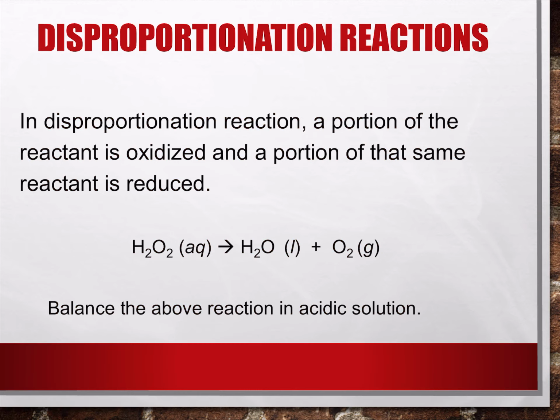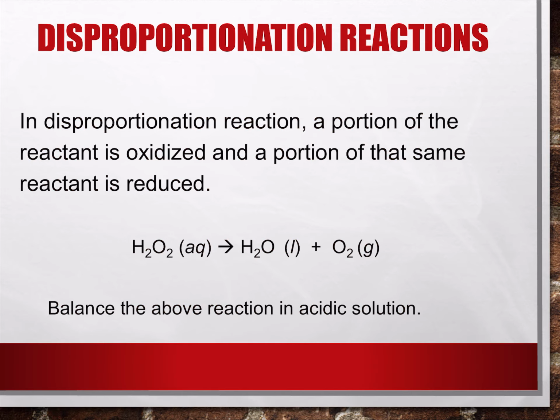One last type, though, of redox reactions. So we learned how to balance them in acidic reactions and in basic reactions, but there's another type of reaction that's called a disproportionation reaction. And we mentioned this really briefly before in lecture, but I told you we would talk more about it later.